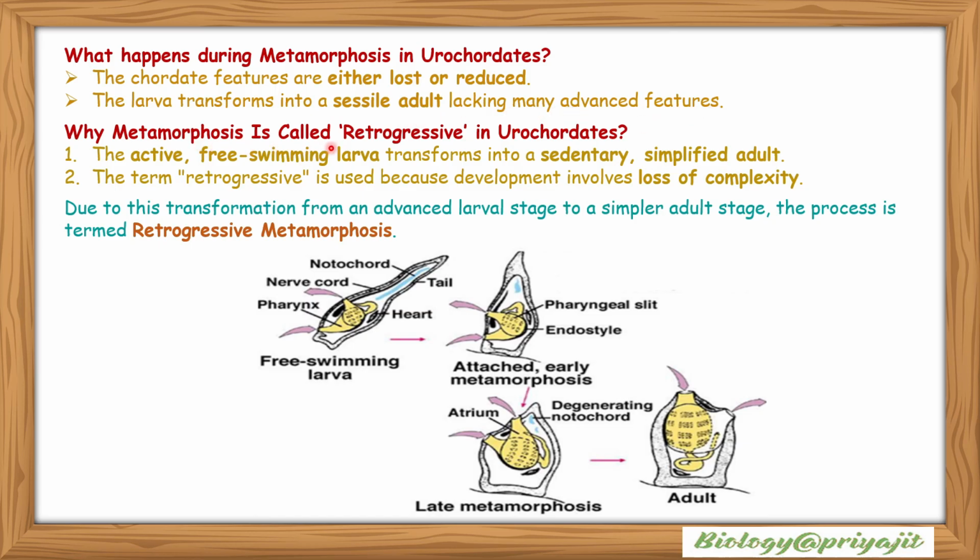Why is metamorphosis called retrogressive in Urochordates? The active free-swimming larva transforms into a sedentary, simplified adult. So the term retrogressive is used because development involves loss of complexity. Due to this transformation from an advanced larval stage to a simpler adult stage, the process is termed retrogressive metamorphosis. So the free-swimming larva will transform into a sedentary adult form.